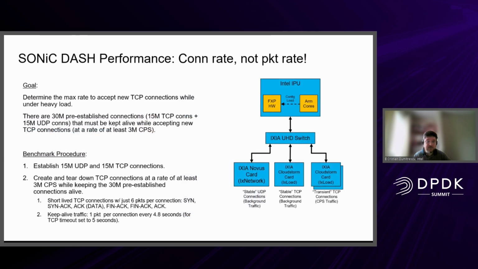So what exactly is performance? Coming to the last point on the agenda, how do we measure performance for the DASH pipeline, for the smart switch pipeline? It's not about packet rate, it's about connection rate. How many connections per second, TCP or UDP, can we handle?